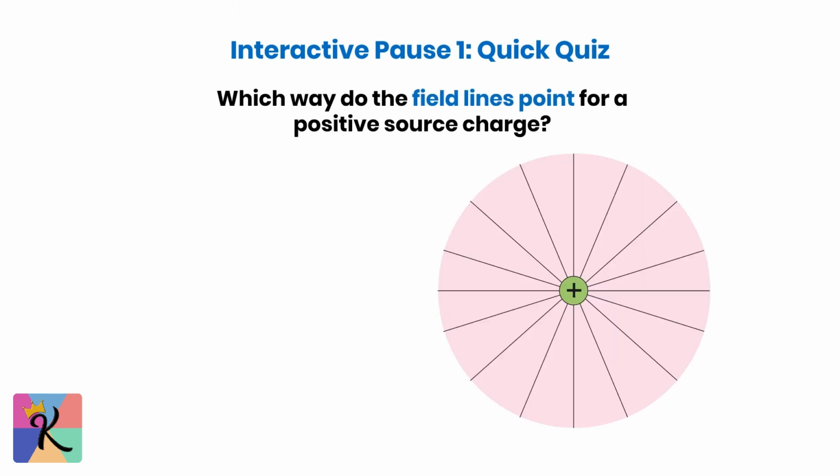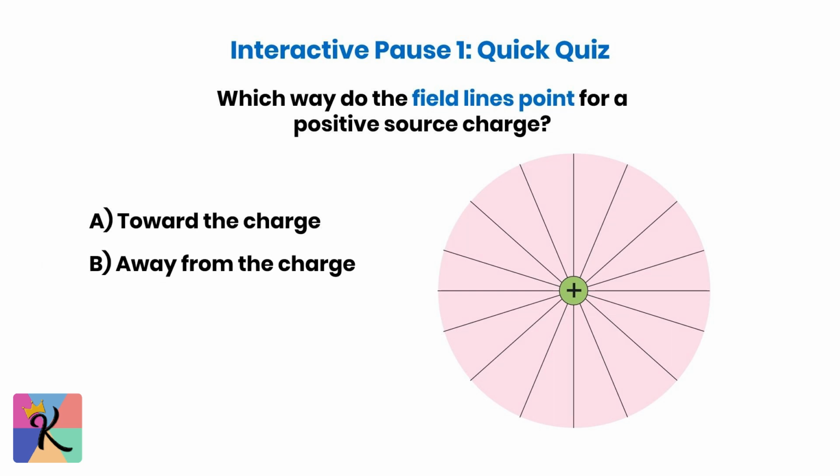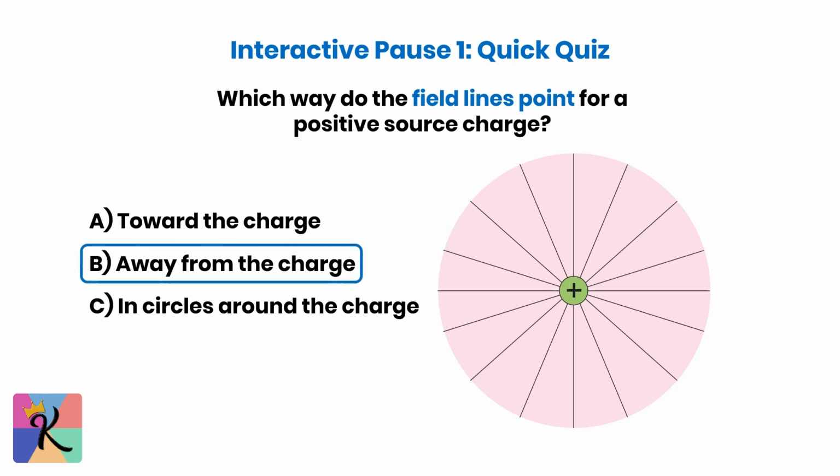Which way do the field lines point for a positive source charge? A, toward the charge, B, away from the charge, C, in circles around the charge. Take a moment to think about it. The correct answer is B. Field lines always point away from positive charges.